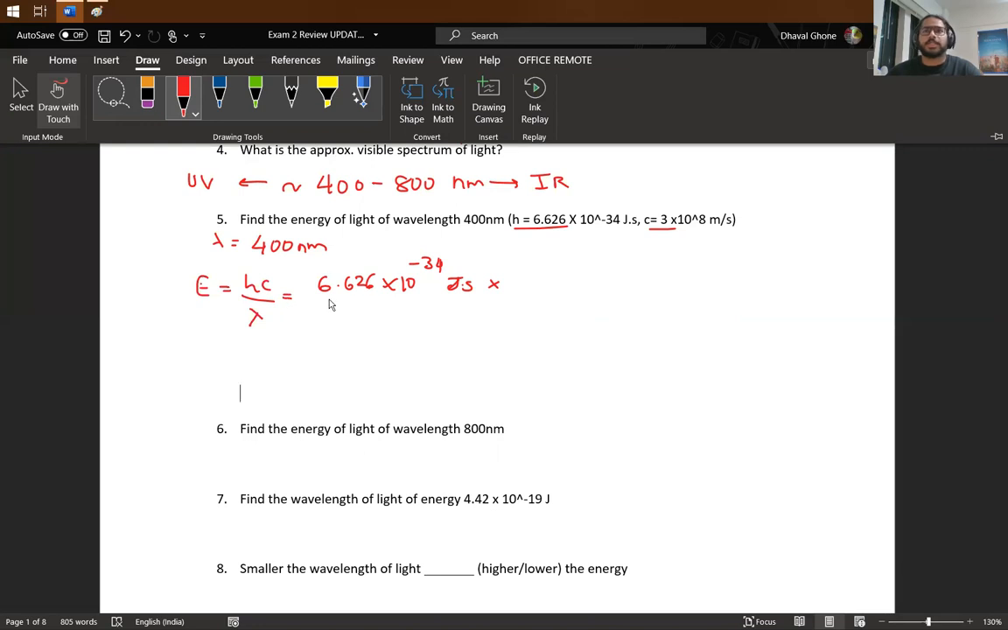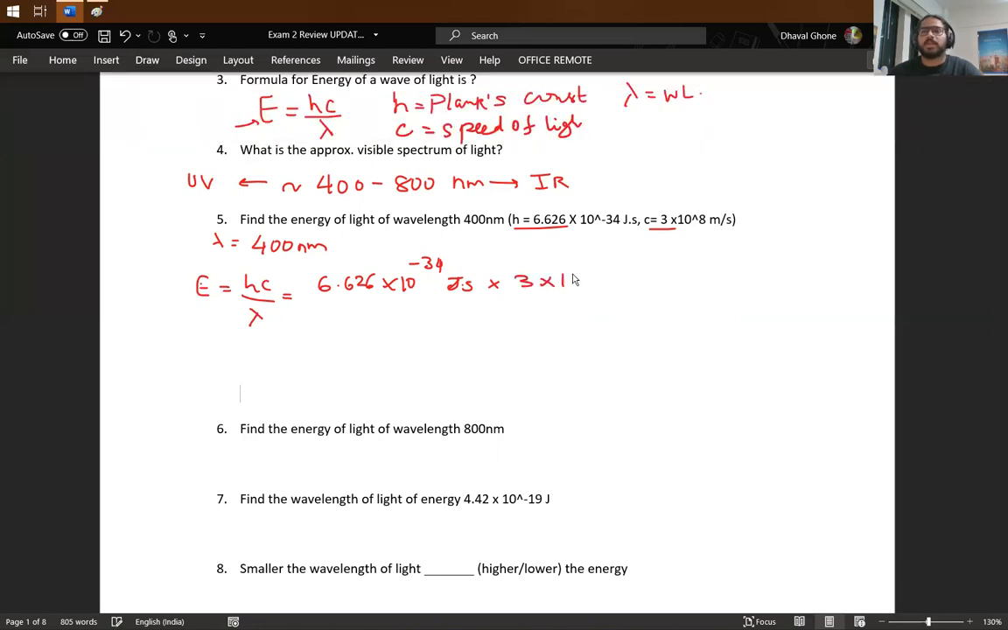So plug in the numbers. h is this, times the speed of light, 3 times 10 to the power 8 meters per second, over lambda, which is 400 nanometers. If you see seconds here, they cancel off. We want the answer in joules because energy is written in joules. However, we have meters and nanometers, which don't cancel off because they're not the same unit. So either convert your meters to nanometers or convert nanometers to meters. The conversion factor is 1 nanometer is 10 to the power negative 9 meters, or you can say 1 meter is 10 to the power positive 9 nanometers. Either one is fine, they're both correct.